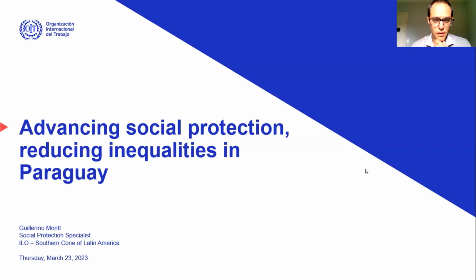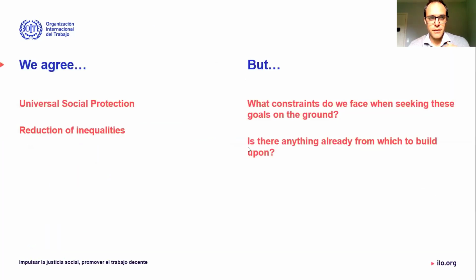So I think we agree, and I suspect there's a little bit of selection bias in the choice of panelists, that, at least in this panel, universal protection is a desirable outcome, and it is key to reducing inequalities. I think we all agree on the endpoints, but the path that we take and how we get there is another question, and I think a very relevant one.